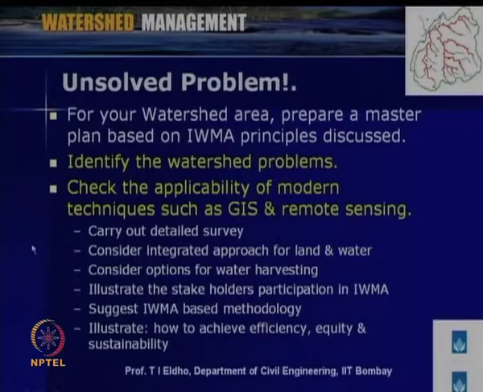So, finally, one unsolved problem: for your watershed area, prepare a master plan based on the integrated watershed management approach principles discussed earlier. So, you can identify the watershed problems, check the applicability of modern science and scientific techniques such as GIS and remote sensing. So, you can carry out detailed survey, then you can consider various options within the integrated watershed management approach, and then you can develop a methodology for your watershed.